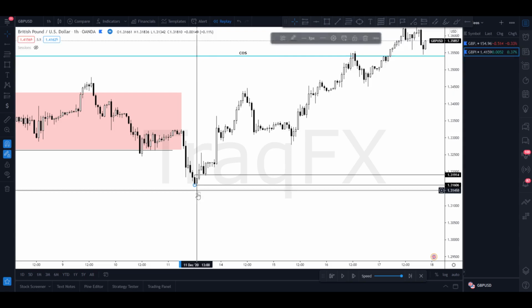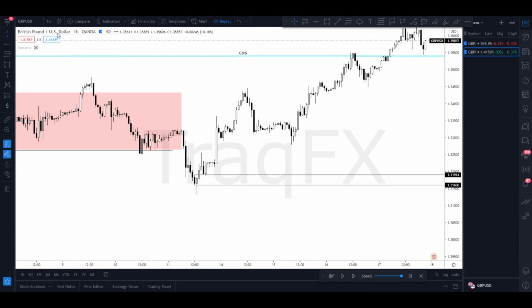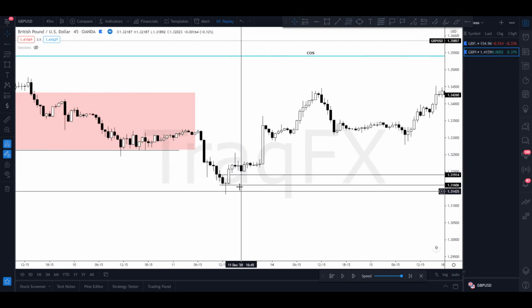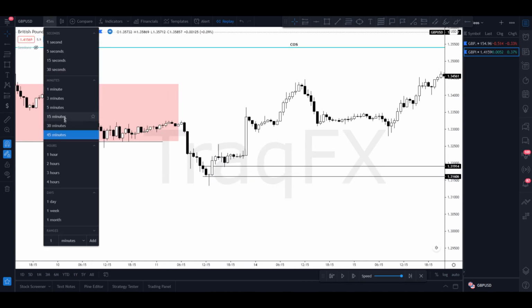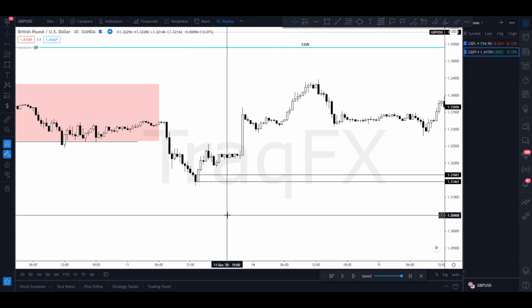1H wise, we could refine it up to here. This last institutional down candle before the move up. Let's go down to the 45 now, right? 45, not much, nothing clean. 30-minute wise, boom. We have this last institutional down candle before the move up.